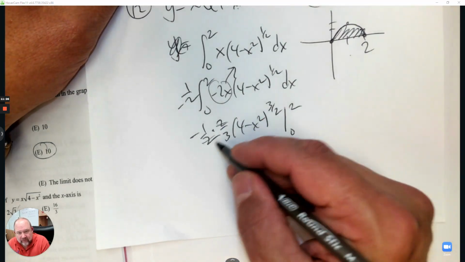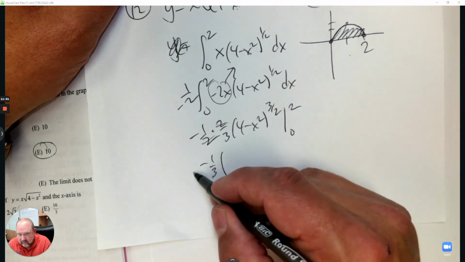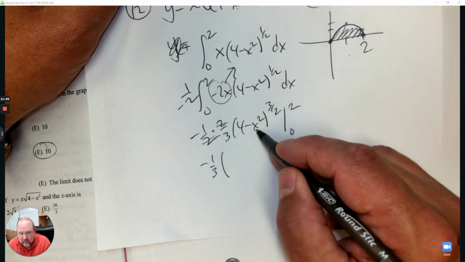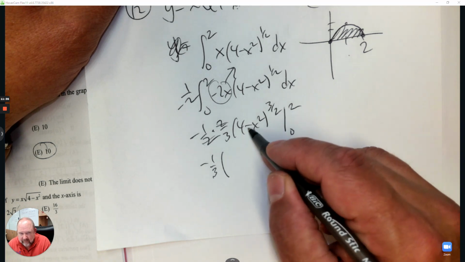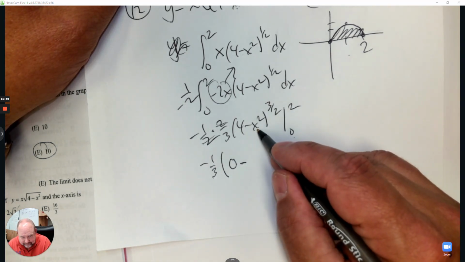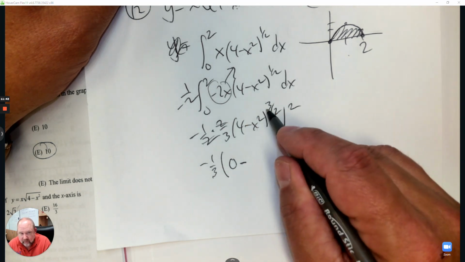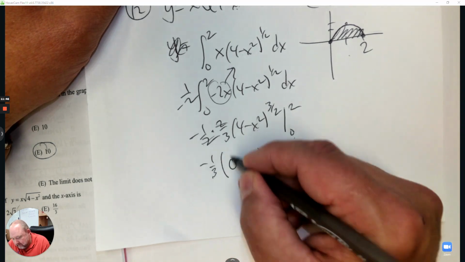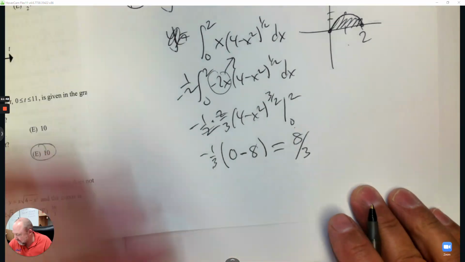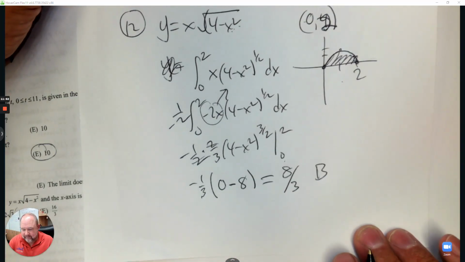I know the 2's cross out. I'm going to have to simplify this as I go on. That negative 1/3 can just stay in front. I'm going to plug in 2. Well, 2 squared, take away, that's 0. Subtract. I'm going to plug in 0. That gives me 4. So the square root of 4 is 2, and 2 cubed is 8. So if I put all of this together, I get positive 8/3. So the answer is B. That's the area. Pretty good, right?